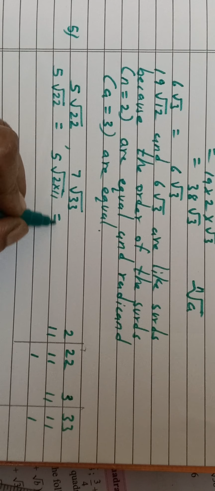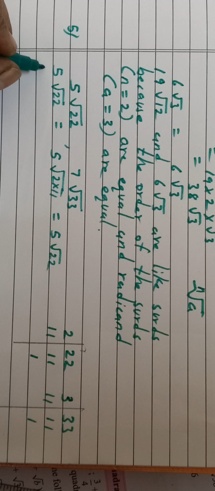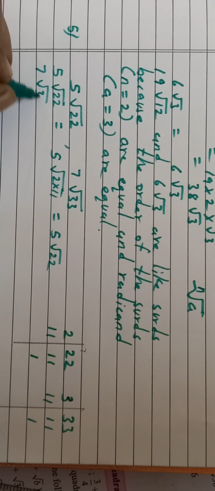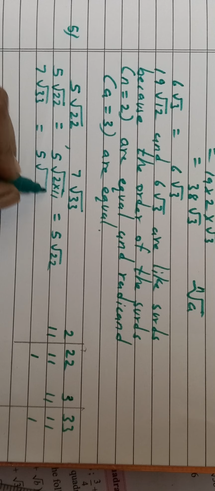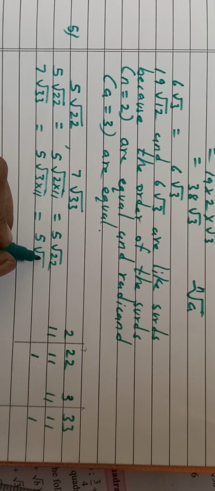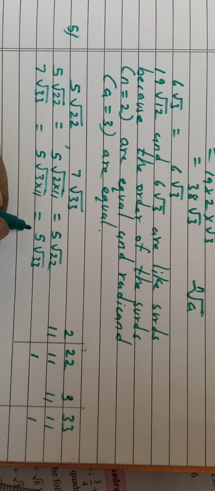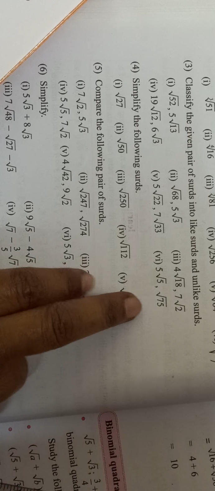So what am I going to do? I have to just keep it as it is. Same way for 7 root 33, I can't do anything. Maximum I can just write it like this, 3 into 11. Nothing I can take outside the radical sign. So here, just by the look of it, you can say the radicands are 22 and 33. The order is the same, but the radicands are different. So they are not like surds. Followed?